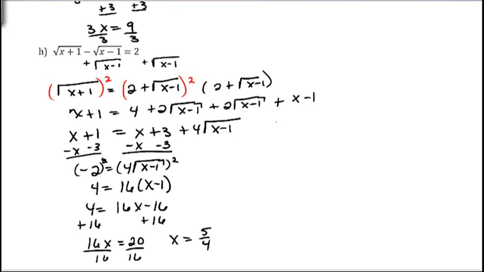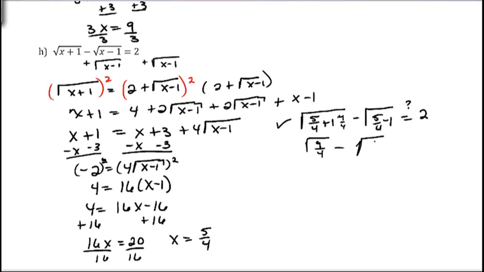And so again, we need to check that solution. And we get the square root of 5/4 plus 1 minus the square root of 5/4 minus 1. Is this equal to 2? And it should not work. So 5/4 plus 1 is the same as 4/4, so that would be the square root of 9/4 minus, again, 1 is 4/4, so that would be the square root of 1/4. And so this square root of 9/4 is 3/2, and the square root of 1/4 is 1/2. And 3/2 minus 1/2 gives you 2/2, which is 1.